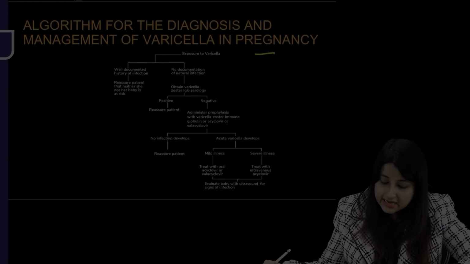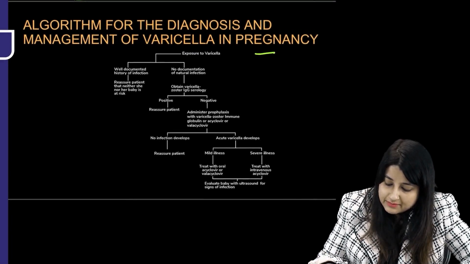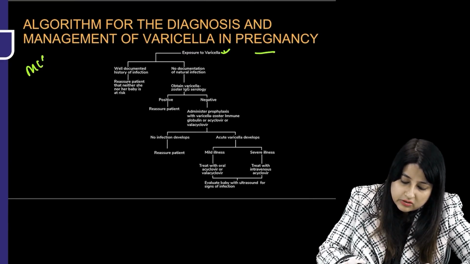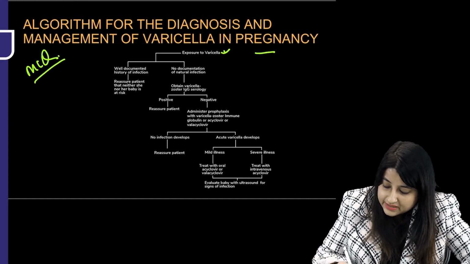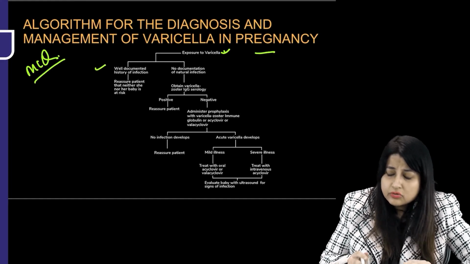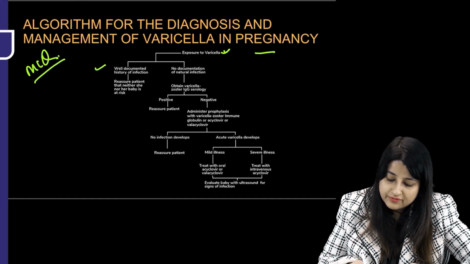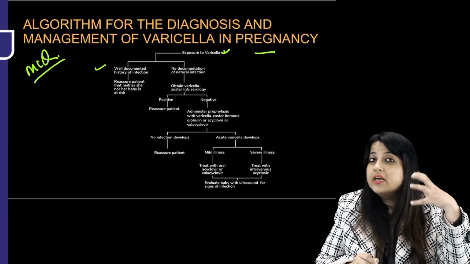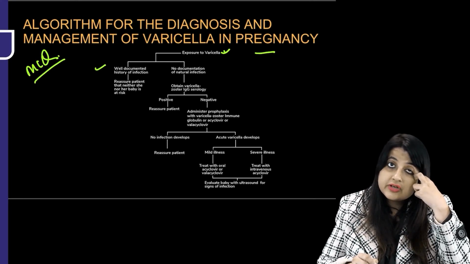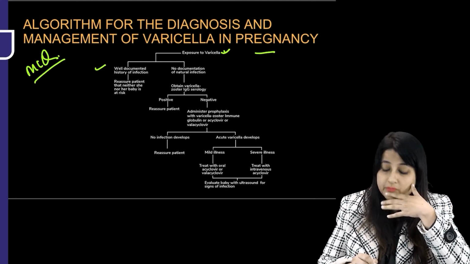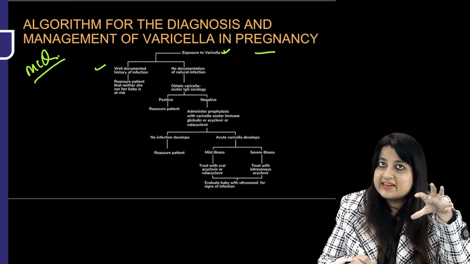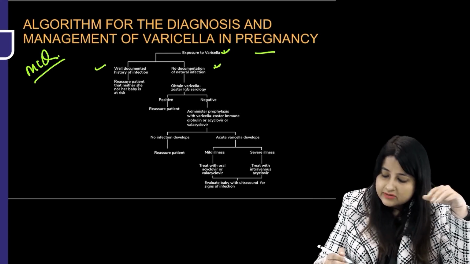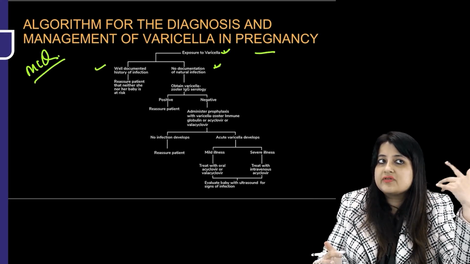Here's the explanation. Now come to this algorithm for diagnosis and management of varicella in pregnancy. This is a conceptual MCQ, okay? She has been exposed to varicella. So if you have a well-documented history of infection, reassure the patient that neither she nor her baby is at risk. If she's been exposed to the varicella virus, but she tells you that she has already suffered from chickenpox before, she has antibodies in her body, so you'll reassure that neither she nor the baby is at risk.